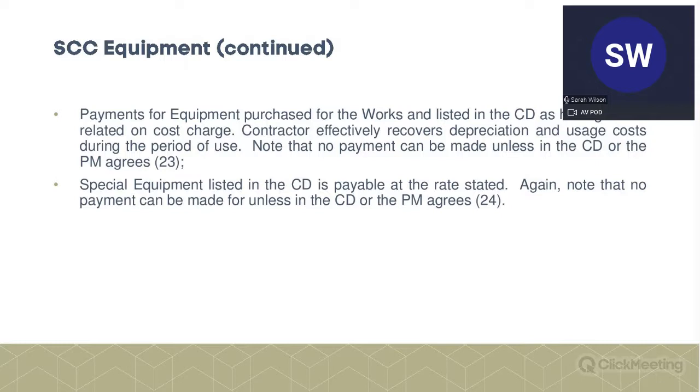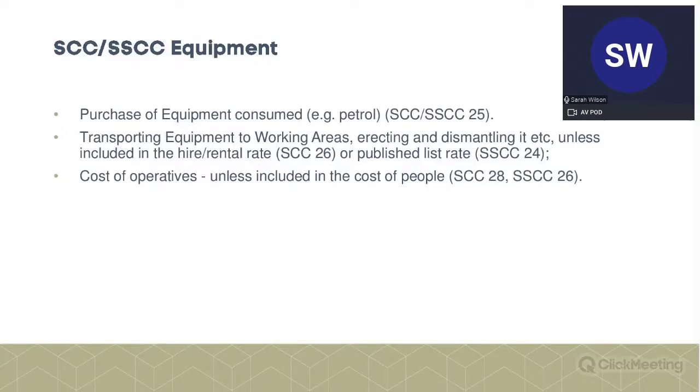And then also there's a section for special equipment listed in the contract data, which is payable at the rate stated in the contract data. So again, be really careful here to make sure that if you are going to use some special equipment where you're using options C, D and E, you include it in the contract data, along with the rate for it.